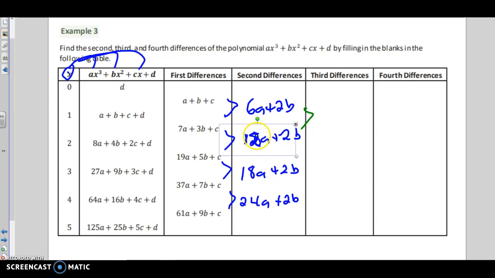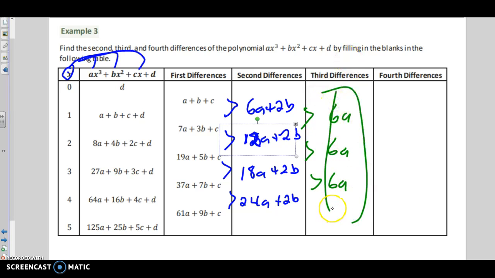That's 12a, remember? So the b's will cancel out. 12 minus 6 is 6a. The b's cancel out. 18 minus 12 is 6a. The b's cancel out. 24 minus 18 is 6a. So I have a constant third difference, which verifies it's cubic.